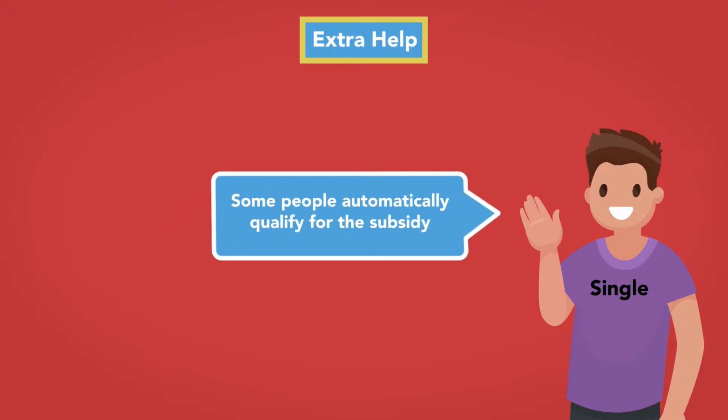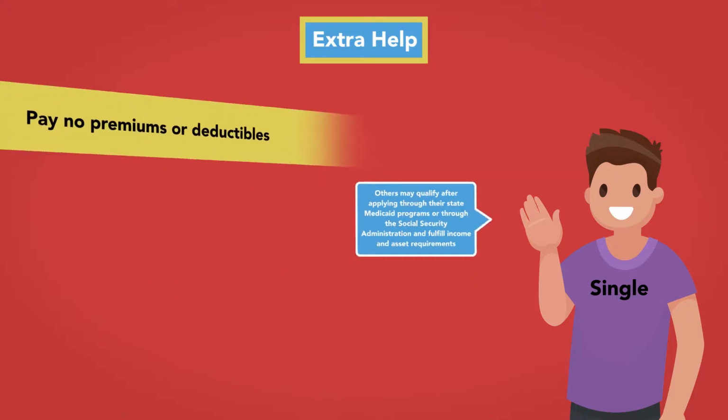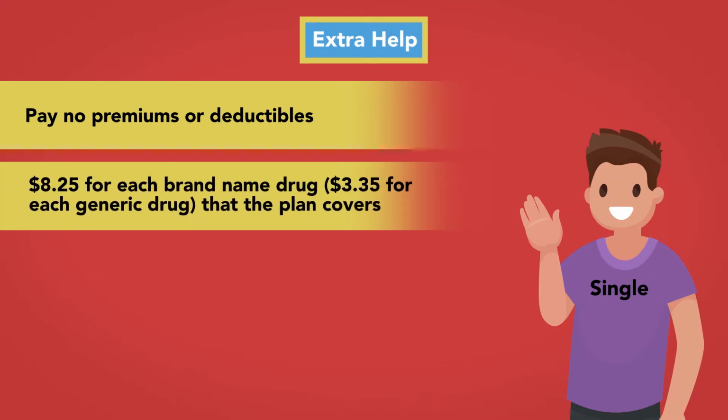Some people automatically qualify for the subsidy, while others may qualify after applying through their state Medicaid programs or through the Social Security Administration, and fulfill income and asset requirements. Most Medicare beneficiaries who qualify for the subsidy pay no premiums or deductibles, and no more than $8.25 for each brand name drug, or $3.35 for each generic drug that the plan covers.